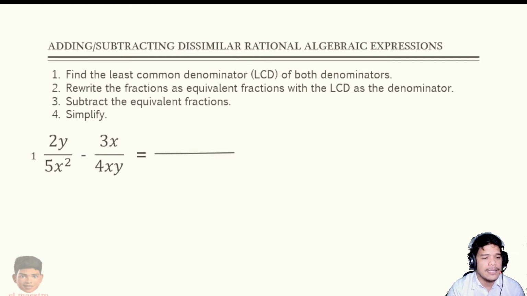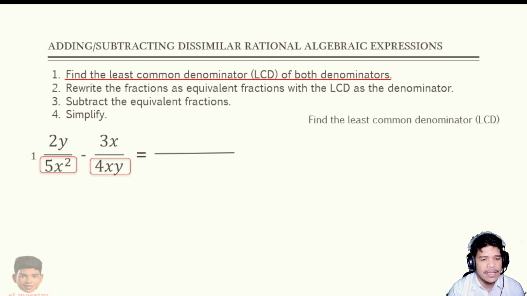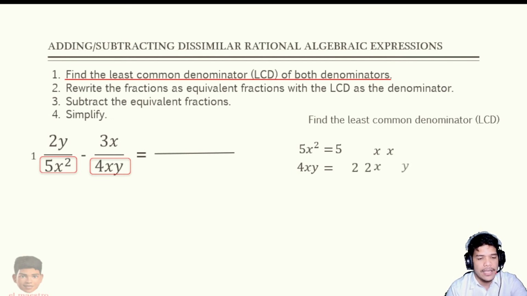So, again, find the LCD. Itong dalawang to, you find the LCD. Okay? So, find at least common denominator, LCD. Then, sabi natin, we write it down. Then, we find the factor of each. Factor ng 5 is 5. Factor ni x squared is x times x. Then, next, factor ni 4. What are the factors of 4? You have 2 and 2. Then, x, y. If na-notice nyo, inalign ko na naman yung magkapareho para masulat natin as 1. Okay? Then, write down all the factors.